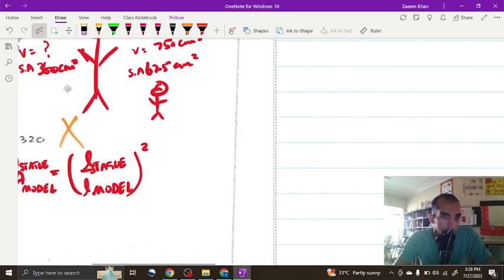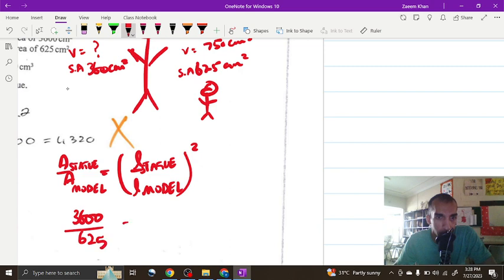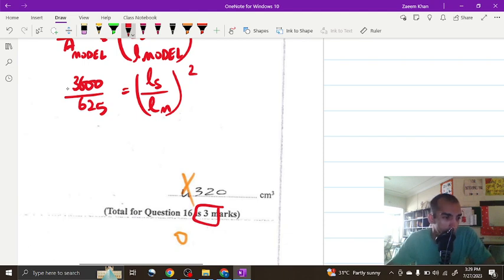Do we have the values of statue and model? Do we have the surface areas? Can you give me those? 3,600, and then 625. Then for the length, we don't have the length, remember? We can write them as they are: length of statue and length of model. How do I get rid of this square? You square root it.